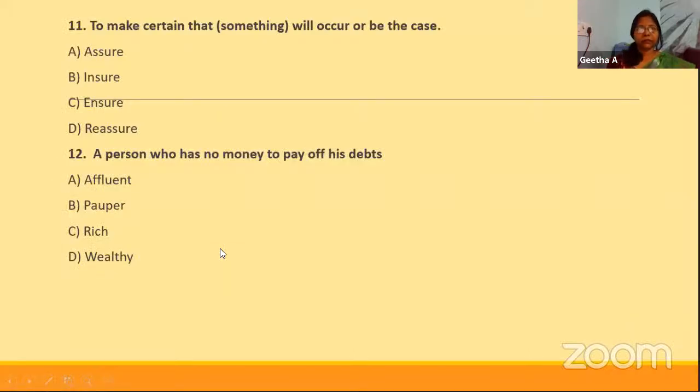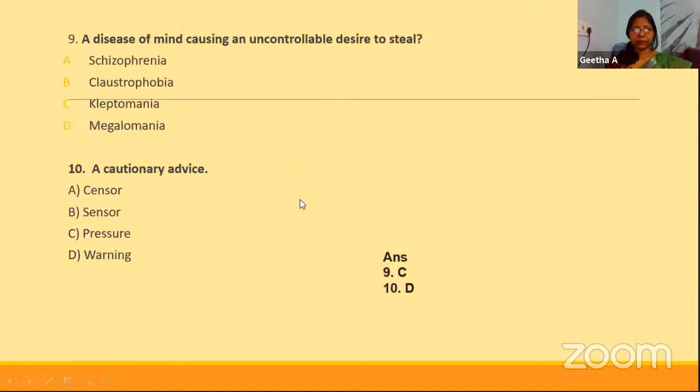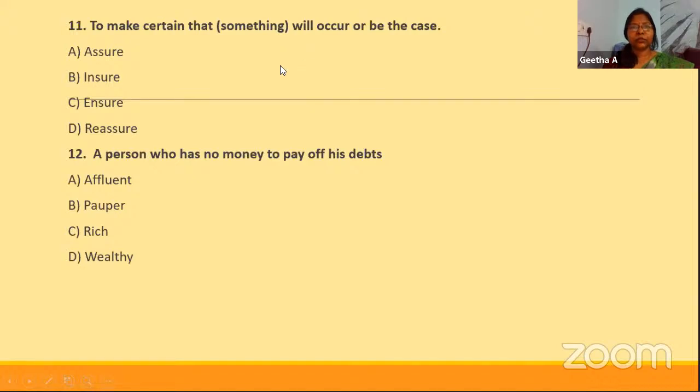So this is it. This we have already seen, right? So we are looking into the next one, that is to make certain that something will occur or be the case. That will be like assure, insure, ensure, reassure. It's almost rhyming, right? So to make certain that something will occur or be the case: assure, insure, ensure, reassure.